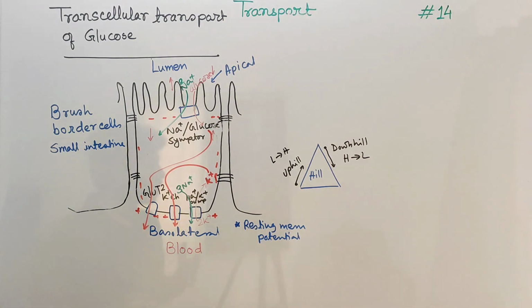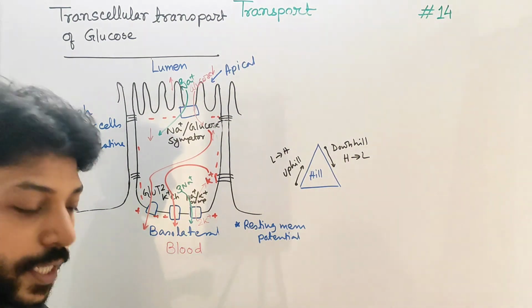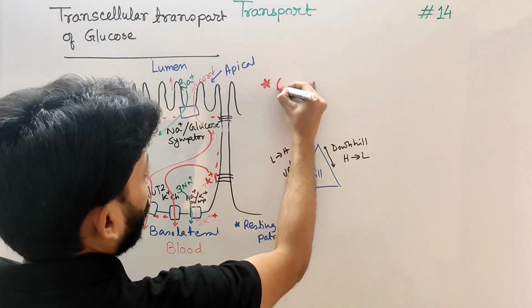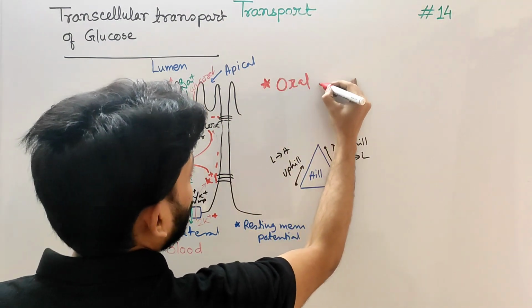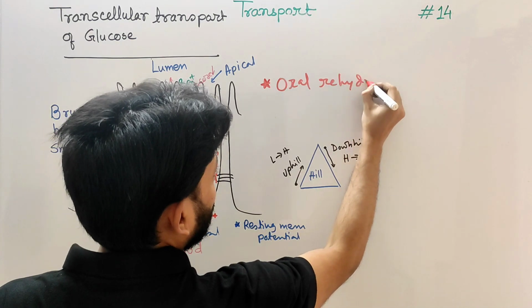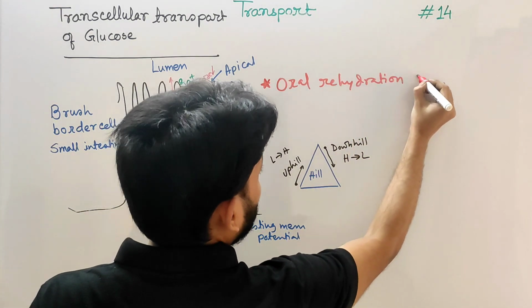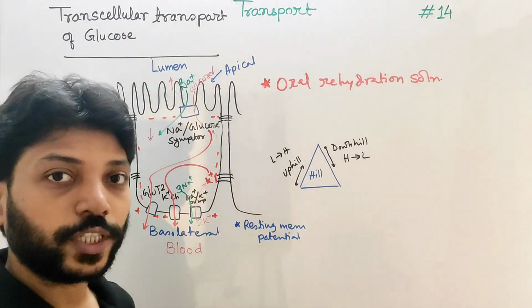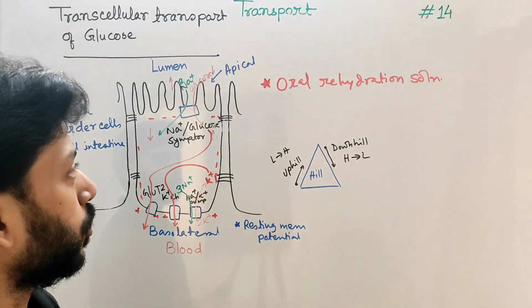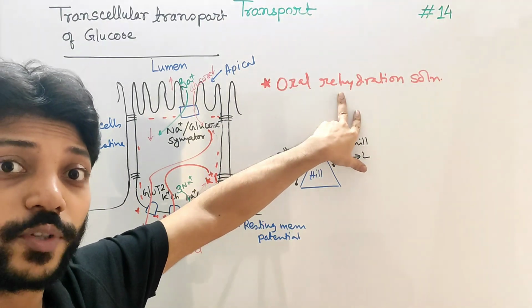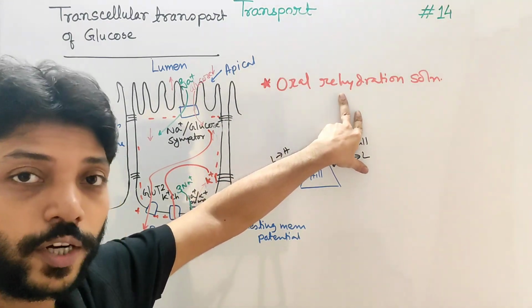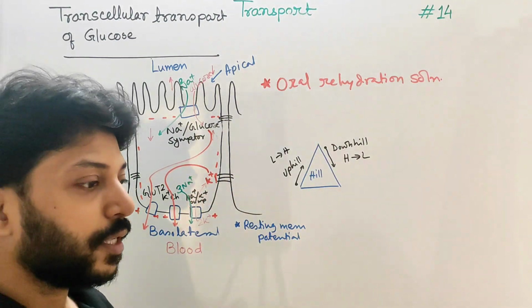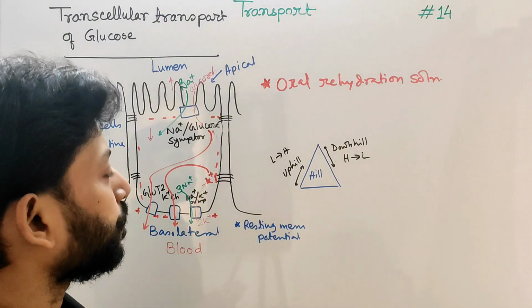Now through this diagram, I can also explain how one important thing that is called oral rehydration solution actually works. Now, why is oral rehydration solution given and what is oral rehydration solution? As its name implies, rehydration. So when dehydration of our body occurs, then this solution is given orally.